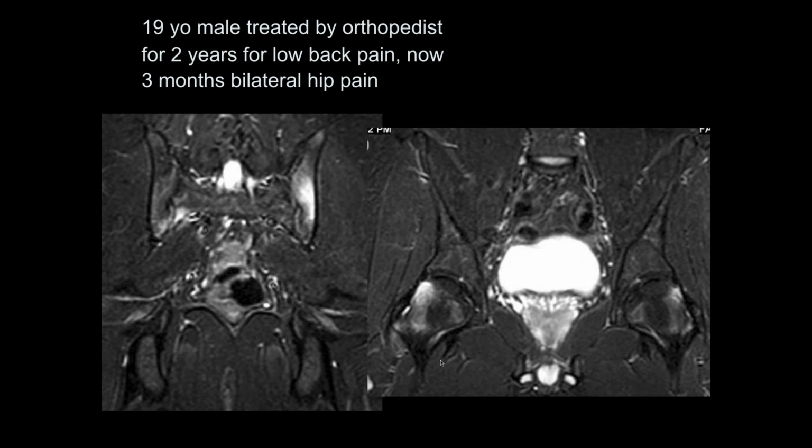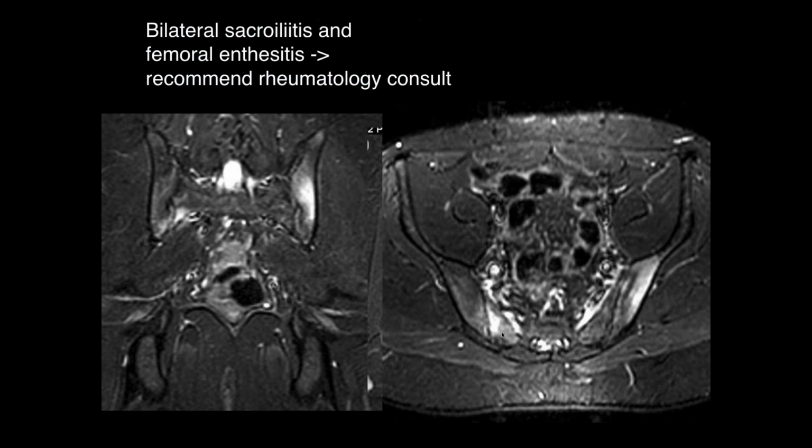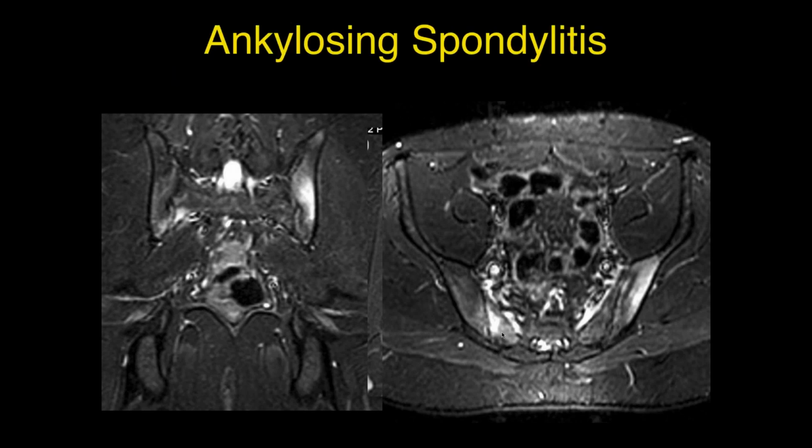Right, so on MR, there's bilateral sacroiliitis with edema, and there's also inflammatory changes of the hips bilaterally. Yeah, and the hips are also a fairly common target point for ankylosing spondylitis, but here clear-cut sacroiliitis on both sides. And this was ankylosing spondylitis in a 19-year-old.